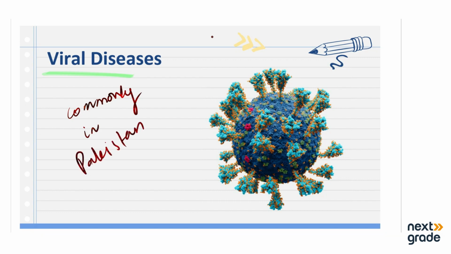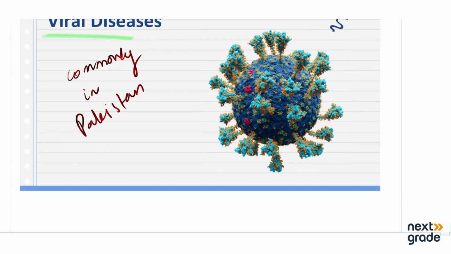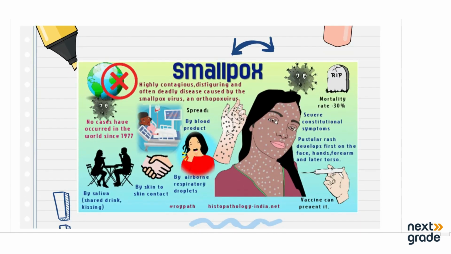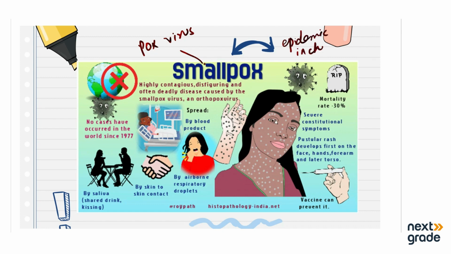So the first one is smallpox. See, smallpox is caused by a pox virus. The pox virus is basically a DNA enveloped virus, and it is the most ancient disease known to have occurred as an epidemic. It was an epidemic in China as early as the beginning of the 12th century. Until the early 20th century, smallpox was a very common disease throughout the world.